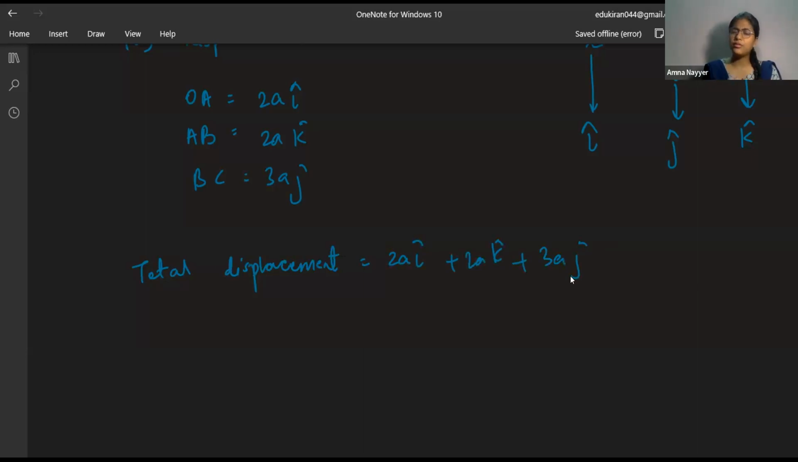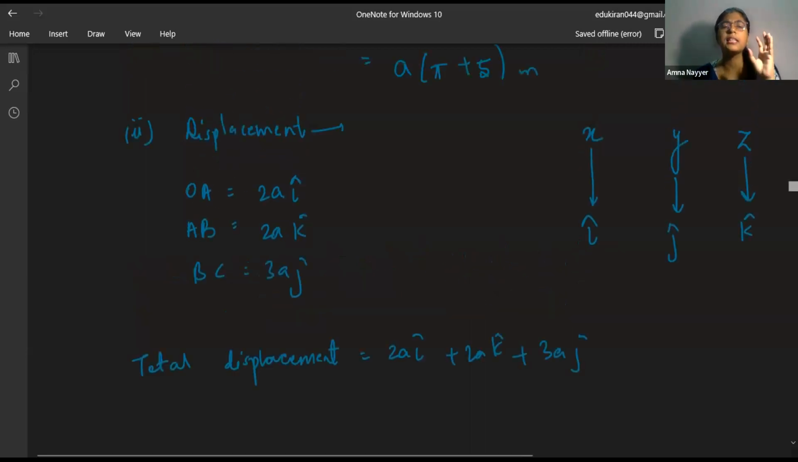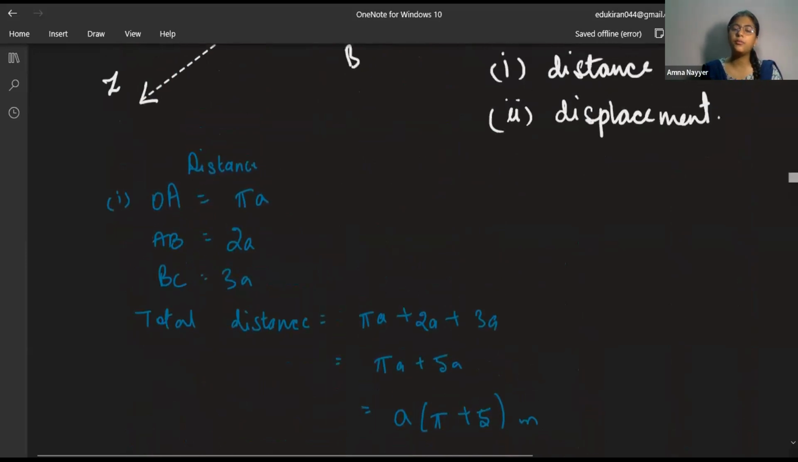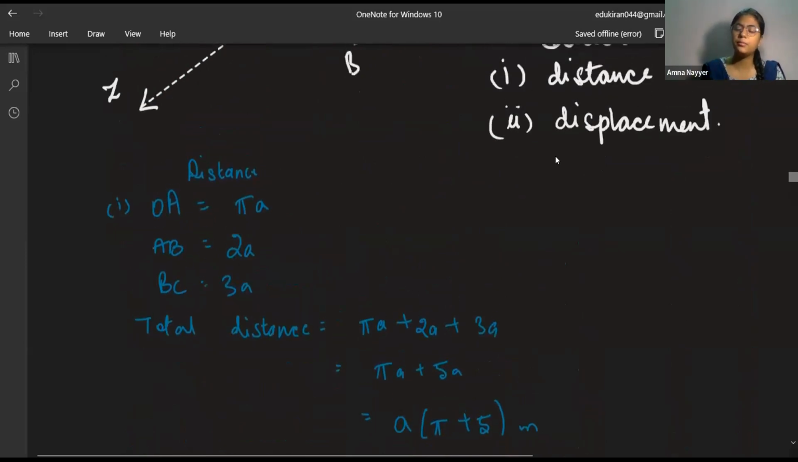Now, how to solve this further, we'll see later on. But in this, you should just understand the concept of distance and displacement. Note down the solution, then we'll start with the speed and velocities portion.